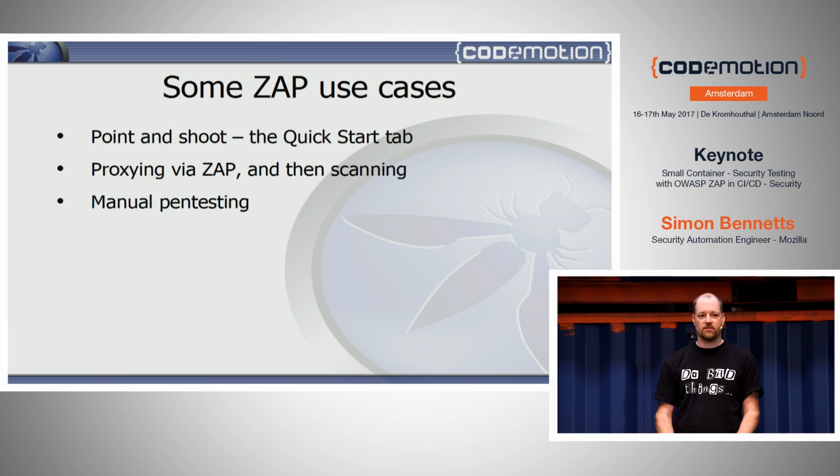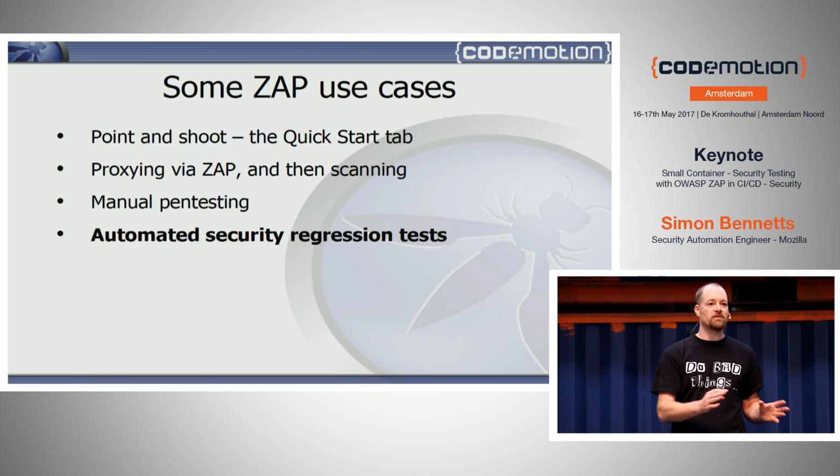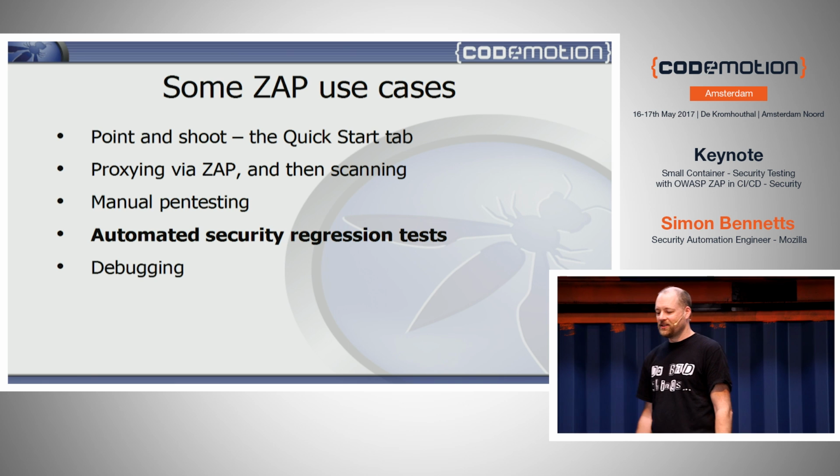Then there's a whole set of tools for manual pen testing, which I won't go into here, but there's a whole lot of fuzzing and things, so manual pen testers can really go into a lot of depth. And the important one, particularly for this talk, is automated security regression tests. I'll talk about those a lot more later. I actually use it as a debugger.